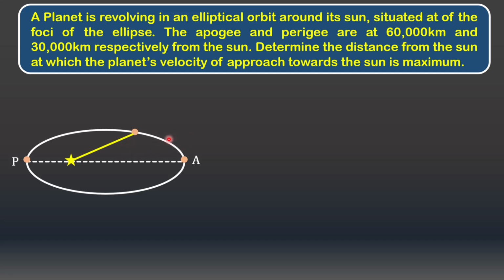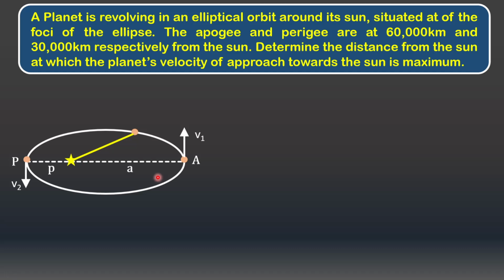Now let's move forward towards the solution part of this question, right? Since in these kind of questions, we already know that we can apply conservation of mechanical energy, conservation of angular momentum, and things like that. So now let's assume the velocities at these positions where the distances are given. Let's say the velocity is v1 at position A and velocity v2 at position P, that is the perigee position.